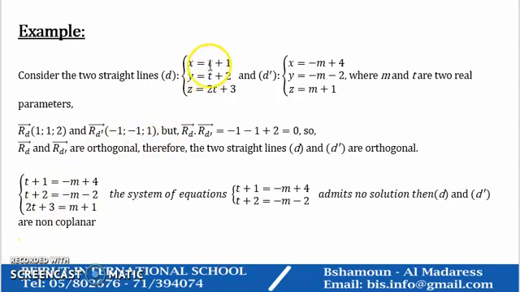So I can take a system of equations formed of the value of x here and the value of x here, and I can write x equal x, then we obtain t plus 1 equals minus m plus 4, y equal y, t plus 2 equals minus m minus 2, and z, 2t plus 3. So by solving the first two equations, we notice that this system admits no solution. Then in this case, I can deduce that the two straight lines are non-coplanar, then they are orthogonal. Not only because they are non-coplanar, but because they are non-coplanar and R_D dot R_D prime equals 0.